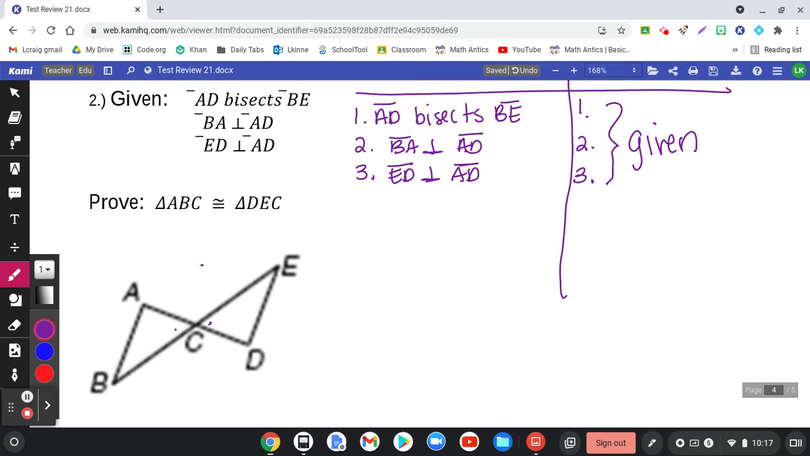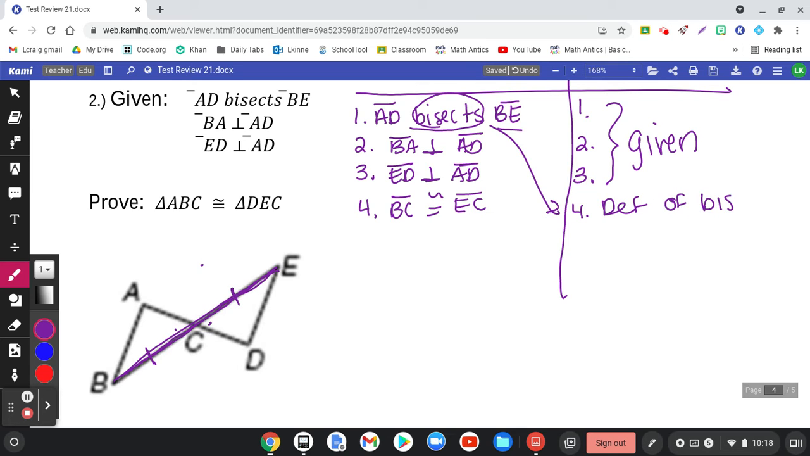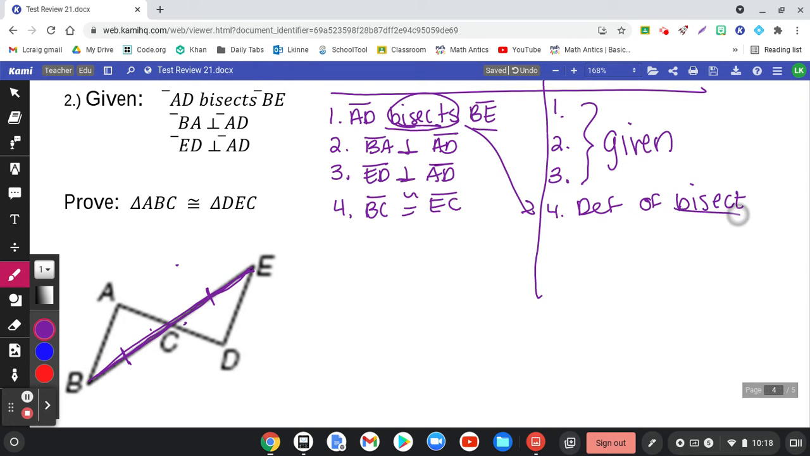So AD bisects BE. So there's that word bisect. That means we're going to use it over here. I'm going to start right away with it. All right, so what's being bisected? BE is being bisected, not AD. It's important that you notice that. Okay, so BC is congruent to EC by definition of bisect. BC is congruent to EC, definition of bisect. And again, I was given that. I used it right here. That one's done. We have a set of sides.